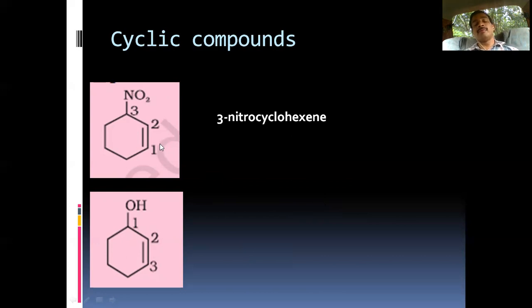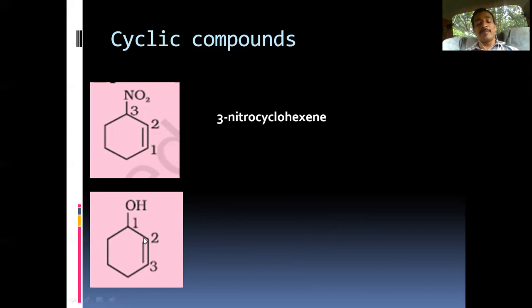What is the reason? Always you will start numbering from the double bond. So the double bond will be at number 1. That is understood. Therefore, it is not compulsory to mention the position of the double bond. It will be 1. So 3-nitrocyclohexene or 3-nitrocyclohex-1-ene.